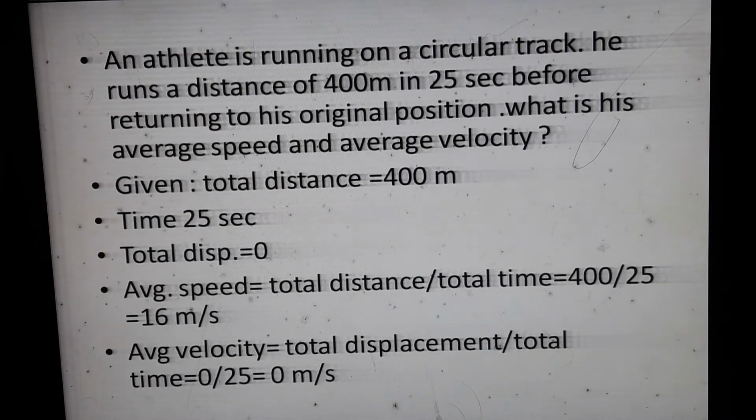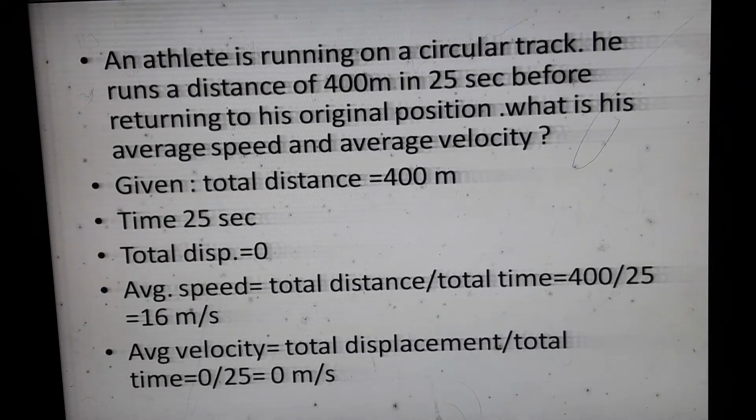So a numerical problem is given here. I mention the given quantities: the total distance given is 400 meters, the time required to complete is 25 seconds. I also mention the displacement here as 0. Why is the displacement 0? It is a circular track, and as we know, in the case of a circular track the initial and final point are the same. In that case the displacement is always 0.